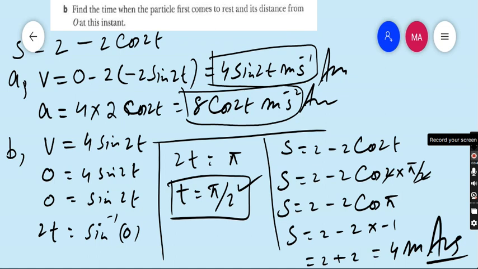So very easy question and very important. All questions of this exercise are very important. Now move to question number 9.